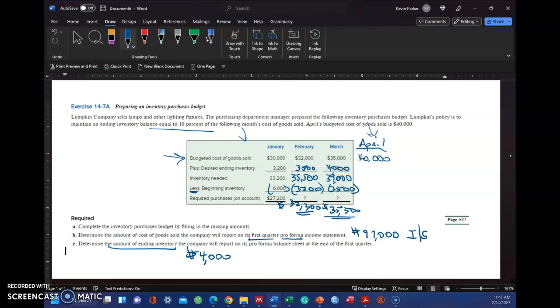Hopefully this video helped to highlight how we approach these problems and the difference between the income statement and the balance sheet. To repeat, the income statement is over time. That's why we added up 30,000, 32,000, 35,000. The balance sheet is what it is now, at this very moment. Tell me the date and tell me what you've got. So on the last day of the quarter, what's your ending inventory balance? 4,000. This concludes the video on exercise 14-7A.